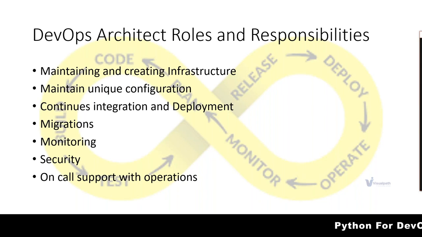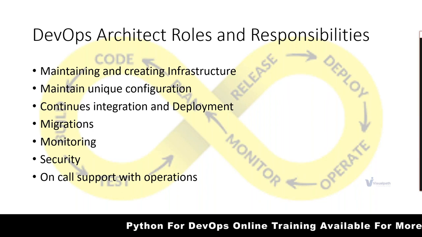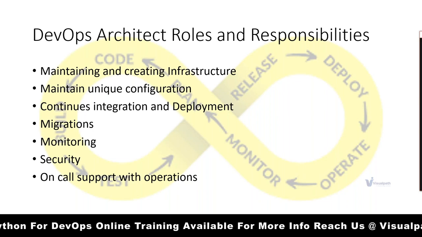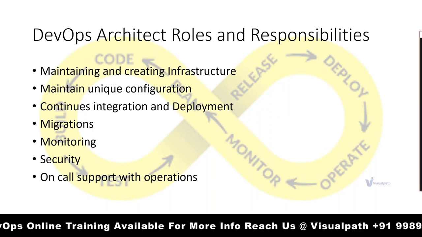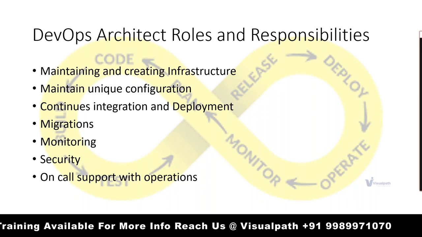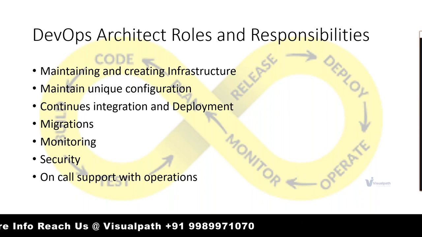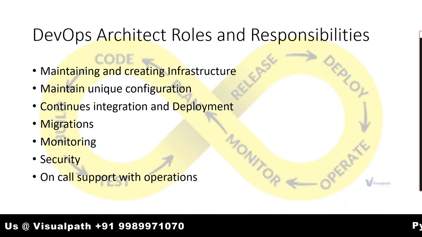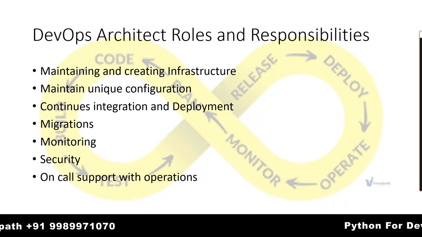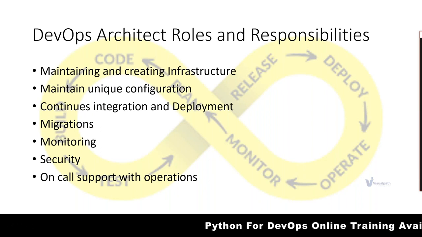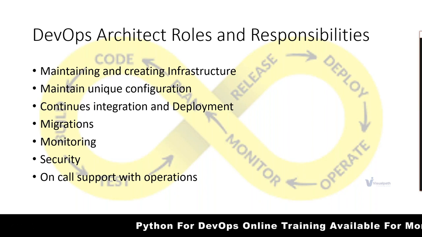So to maintain a unique configuration across all the servers, you need to run an automation which deals with all the infrastructure instead of doing something manually. So that is how a DevOps architect needs to deal with the different types of infrastructure and make the configuration unique. That is one of the other important points that a DevOps architect handles.